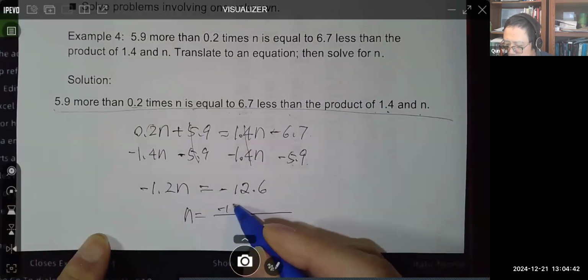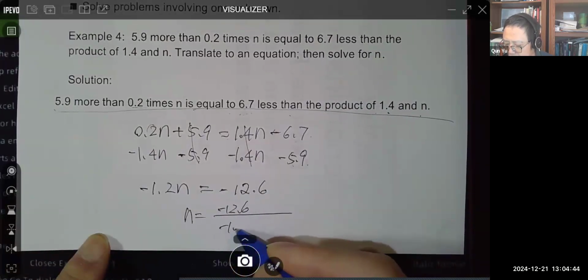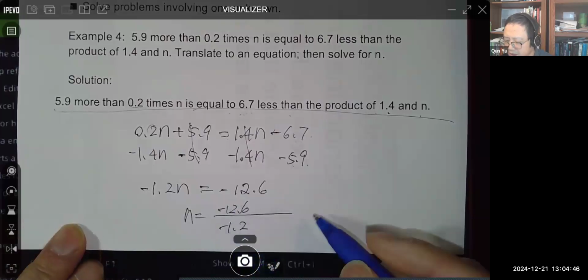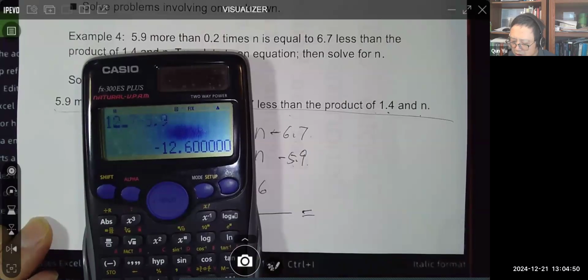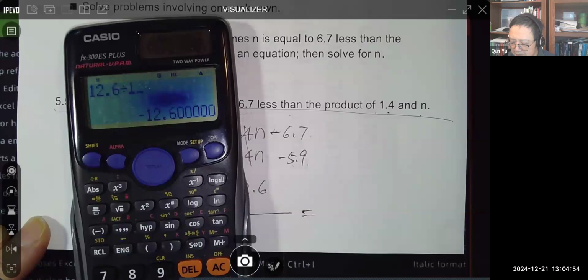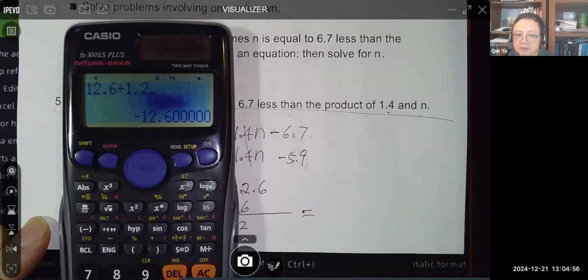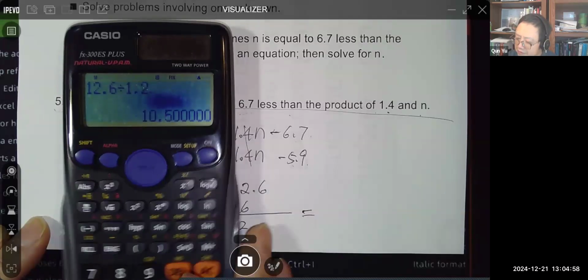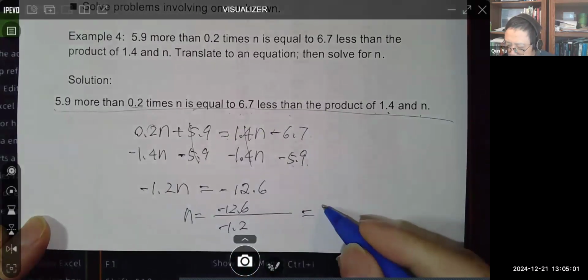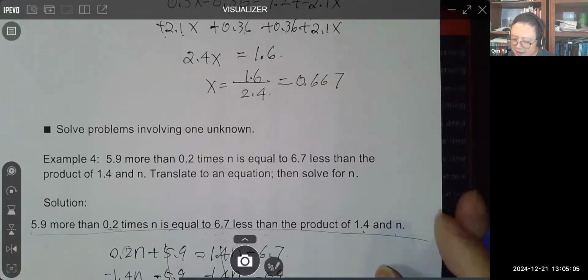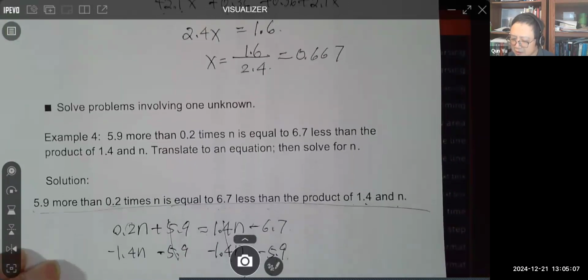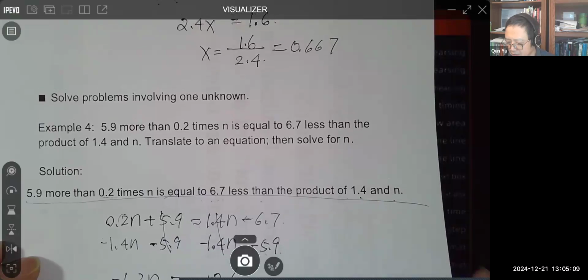So negative 12.6 divided by negative 1.2. Again, negative divided by negative is positive. All we need is 12.6 divided by 1.2. That's 10.5. So that's our final answer. n is 10.5. So if we plug in, both sides should be equal.